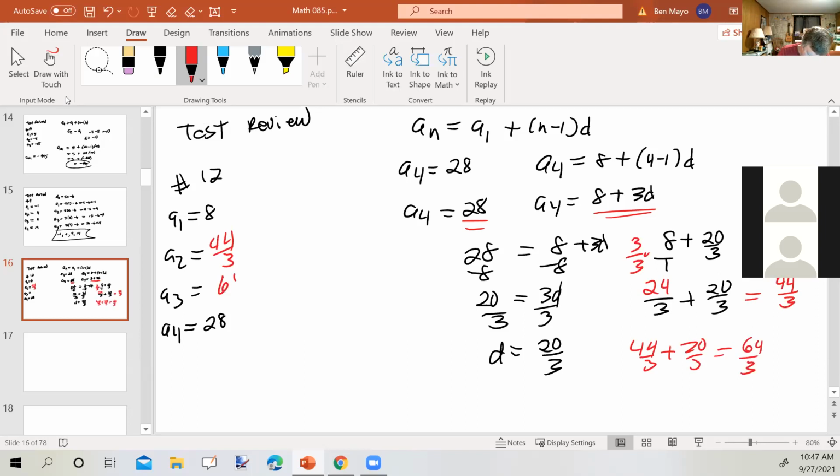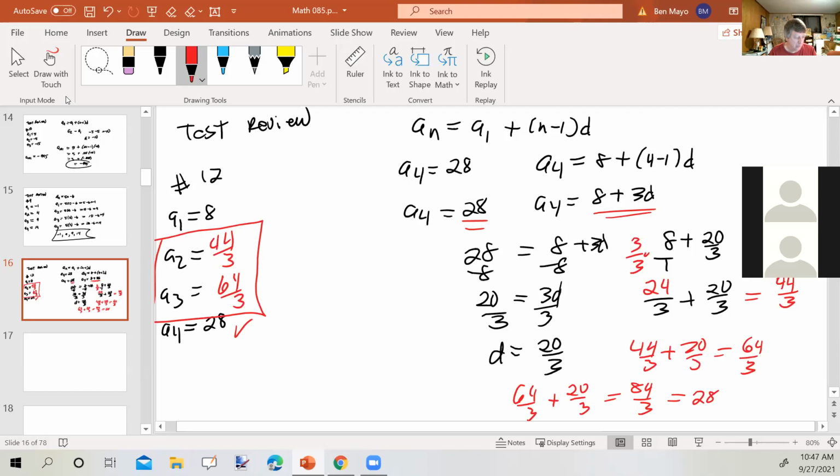So this is 64/3. To confirm that that's correct, 64/3 plus 20/3 would be 84/3, which would be 28. So it checks. So the two arithmetic means are those. Any questions on that one?